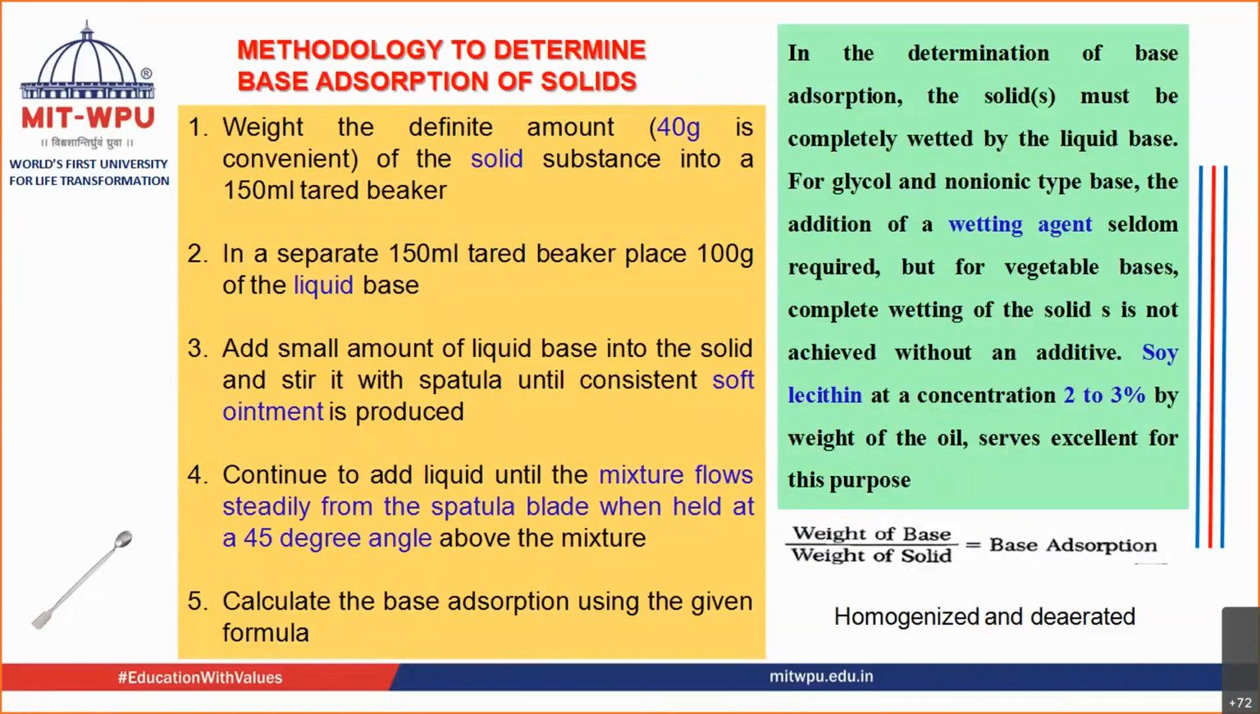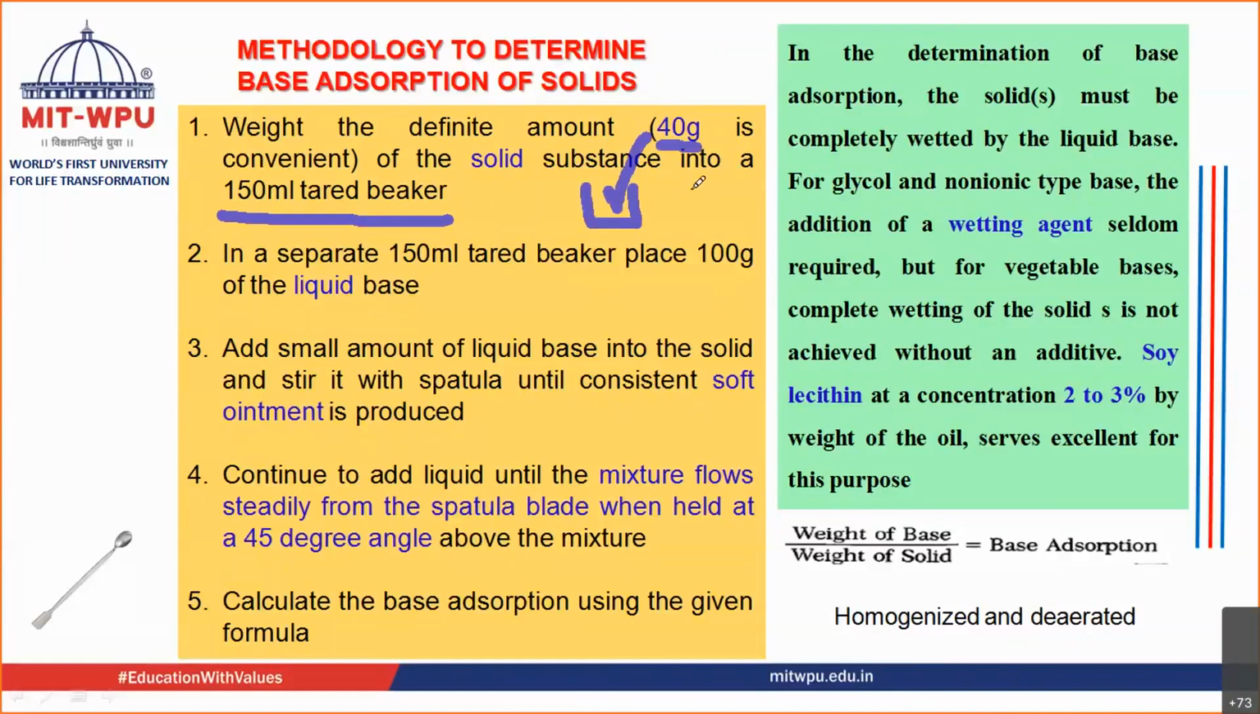Now, what is the method that is used to calculate this base adsorption of solid? What you do is you take a definite amount of solid. Usually the preferred amount of solid is 40 grams. So 40 grams of solid is taken, and this 40 grams of solid is put inside a beaker which has already been tared. So you take a tared beaker, and you put the 40 grams of solid inside it.